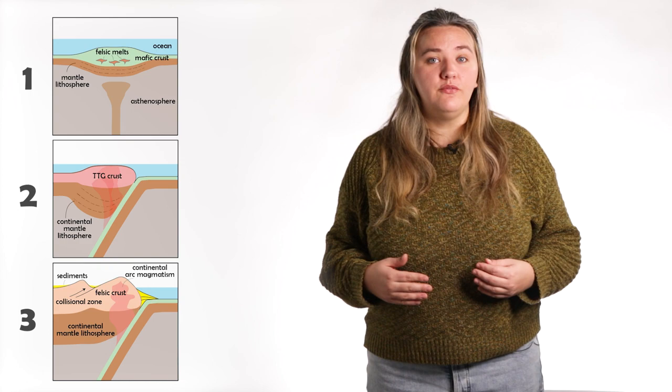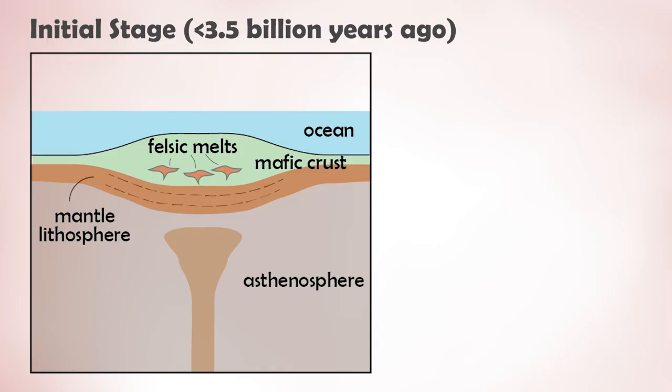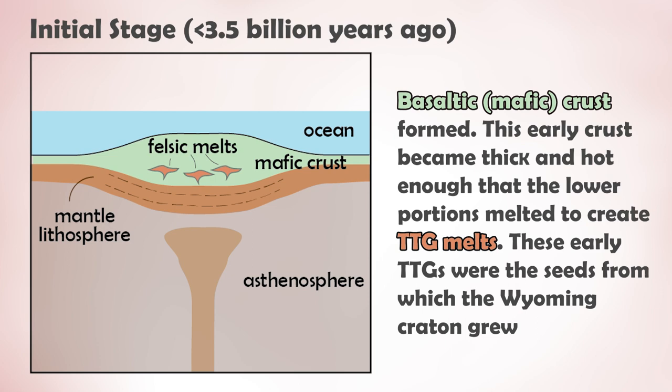In summary, Archean crust from the Wyoming craton formed as a result of three stages over about 1.5 billion years, very early in Earth's history. We know least about the first stage, which occurred from soon after the Earth formed at 4.6 billion years to around 3.5 billion years ago, because we only have the testimony of zircons. During this stage, basaltic crust formed. This early crust became thick and hot enough that the lower portions melted to create TTG melts. These early TTGs were the seeds from which the Wyoming craton grew.